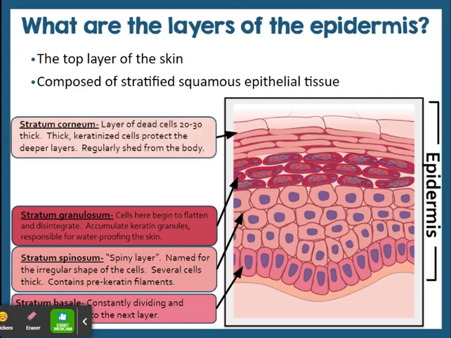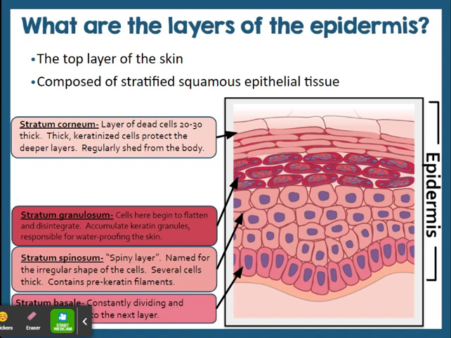Above this layer is the stratum corneum. It's a layer of dead cells that's approximately 20 to 30 cells thick, and these cells are keratinized, meaning they're filled with keratin filaments, making them very tough and durable. This layer protects the deeper layers, and it's regularly shed from the body.